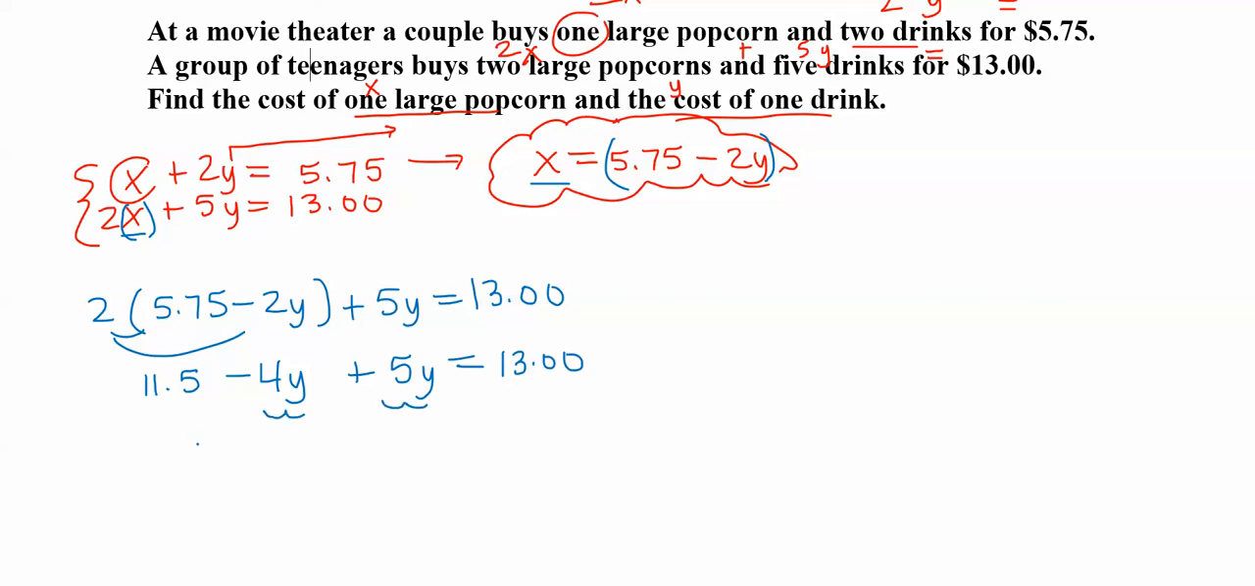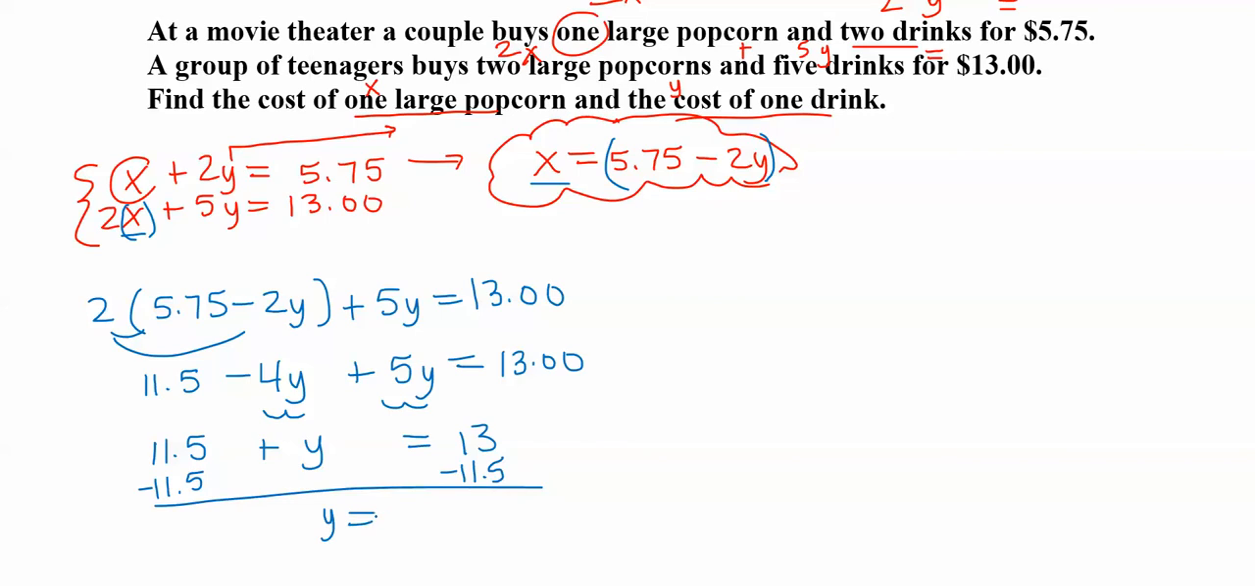Now we need to add the y's together. So 11.5 and negative 4y plus 5y, positive 1y, equals 13. Subtract 11.5 from both sides to get y alone. So y equals 13 minus 11.5, which is 1.5. So that's in cost. So y, the cost of the drinks, is $1.50.